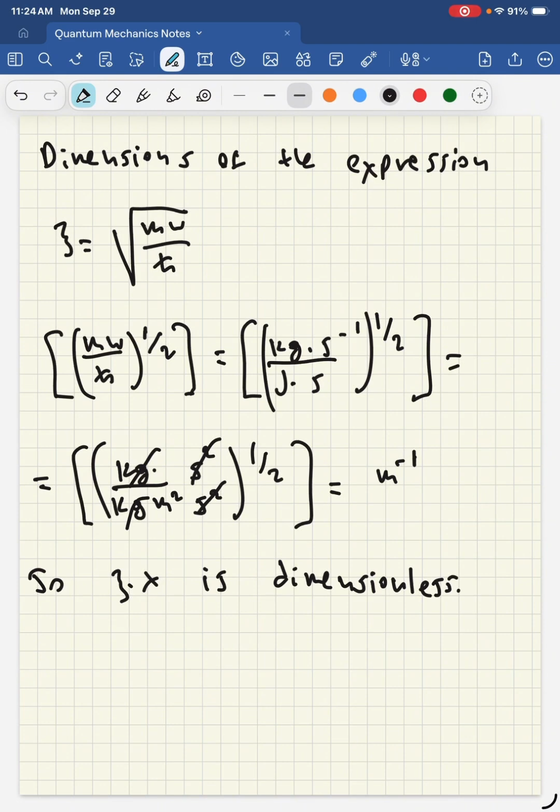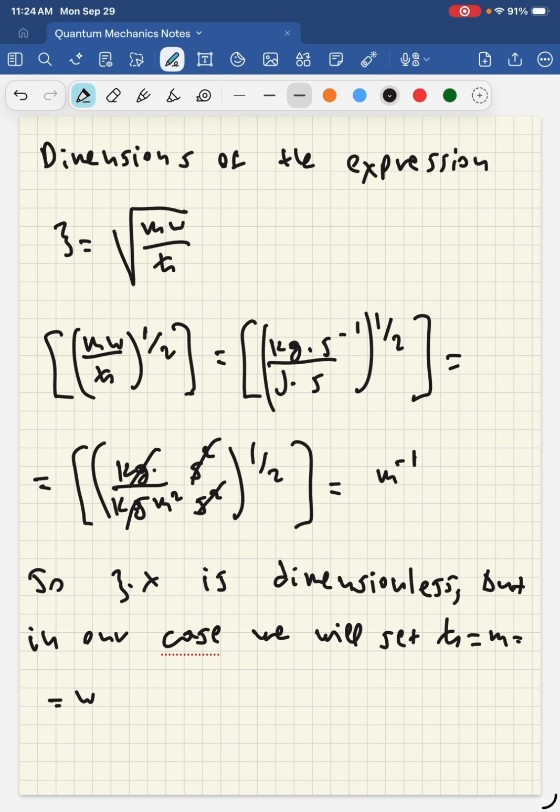But in our case, we will set h bar equal to m equal to omega equal to 1 for simplicity. Though this parameter omega can be varied, and we will see what that does in the code.